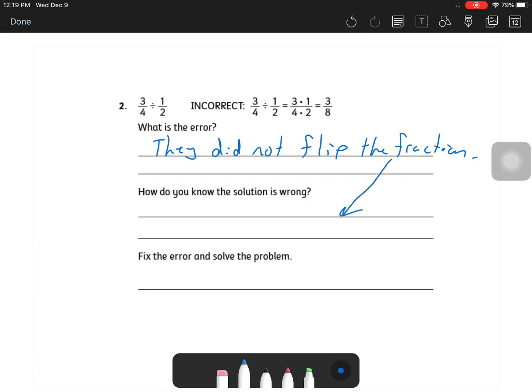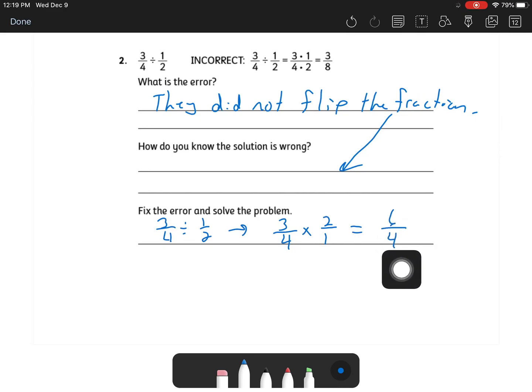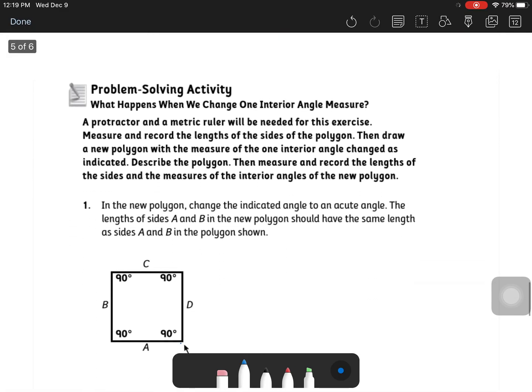How do you know it's wrong? Same reason. They didn't flip the fraction and they have to. So let's do this correctly. So 3/4, when it says 3/4 divided by 1/2, that means that we have to take 3/4 times 2/1. So 3 times 2 is 6, 4 times 1 is 4. And we're looking to simplify this, 6 and 4. Both even numbers, let's divide by 2. So 6 divided by 2 is 3, and 4 divided by 2 is 2. So 3/2 would be the correct answer, not 3/8 like what they said.